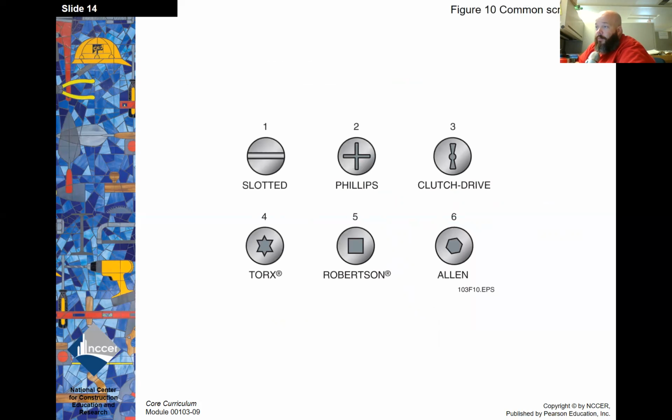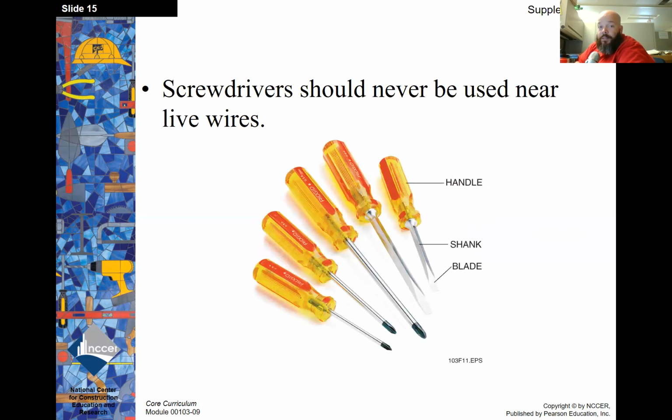Okay, here are some common screw heads. We should all be pretty familiar with slotted and Phillips. Number three there is a clutch drive, four is a Torx, five is a Robertson, and six is an Allen. You'll notice Torx and Robertson have a trademark on there. Those are proprietary names.